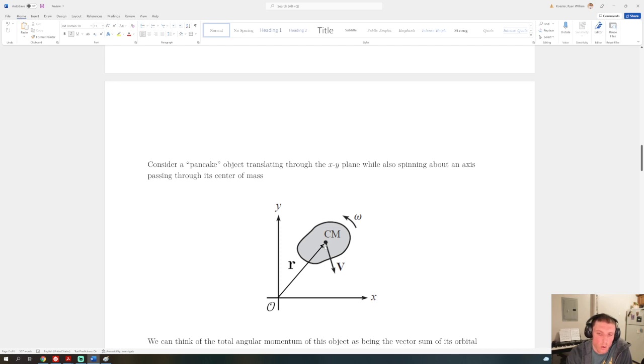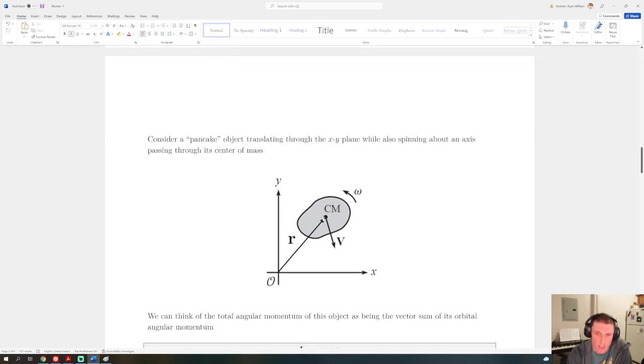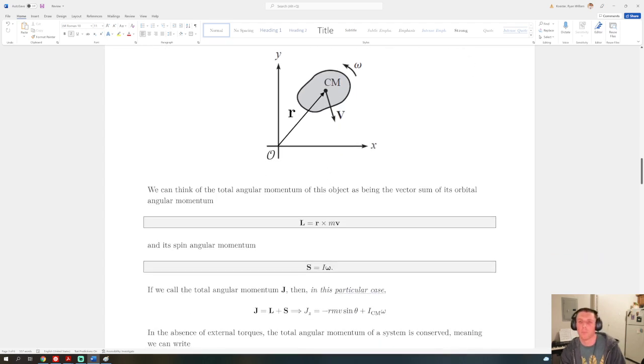So the total angular momentum of this object is going to be given by what I would call, and not just me, other people too, the sum of the orbital angular momentum and the spin angular momentum, right? The orbital angular momentum is something this object has because it is translating; its center of mass has some velocity. And the spin angular momentum comes from the fact that it's spinning about an axis passing through its center of mass. And so these are the two types, right?